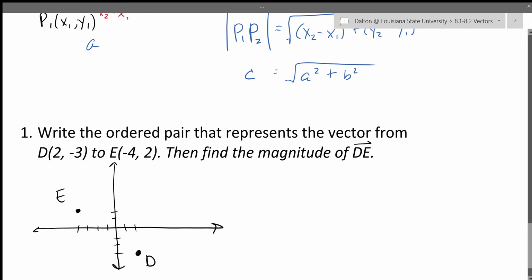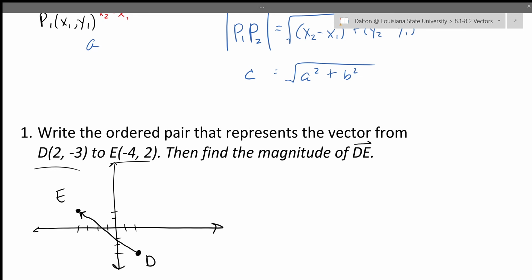Again, we have direction, right? They're telling us the vector is DE, so the initial point is at D, and then it's going over to E. So it says, write the ordered pair that represents the vector. So I want one ordered pair. So I know where the point D is located. I know where the point E is located. But how can I represent this one vector using one ordered pair?